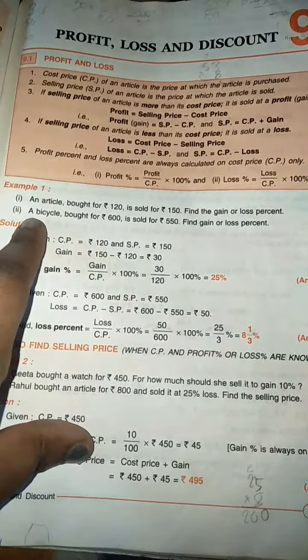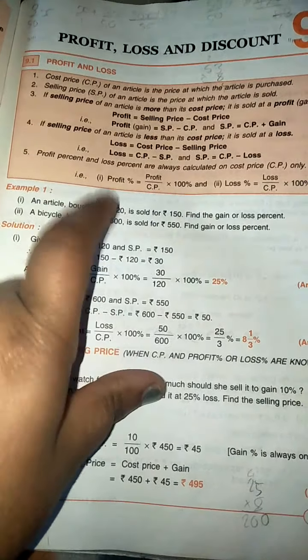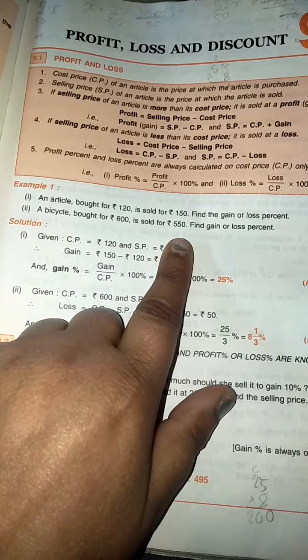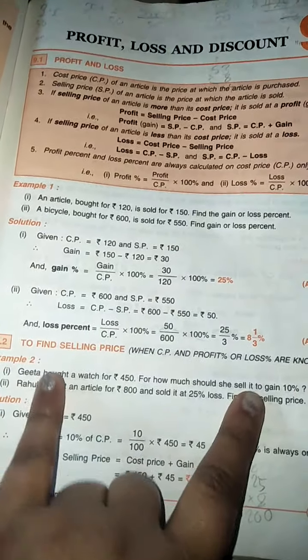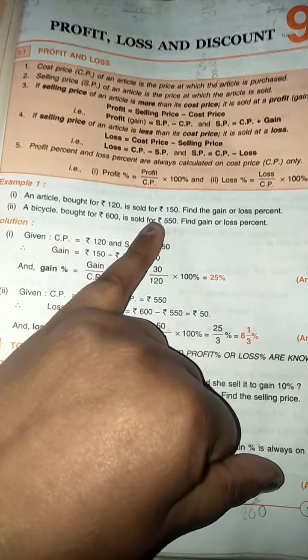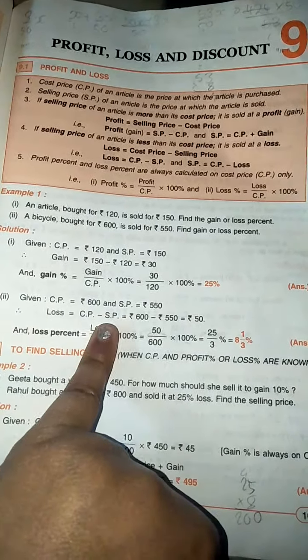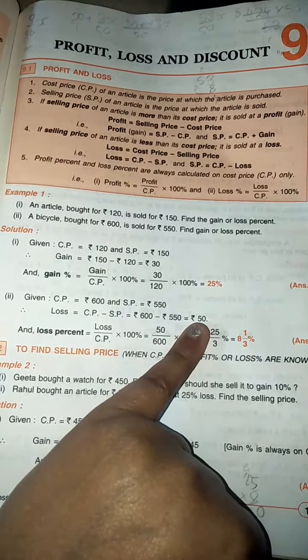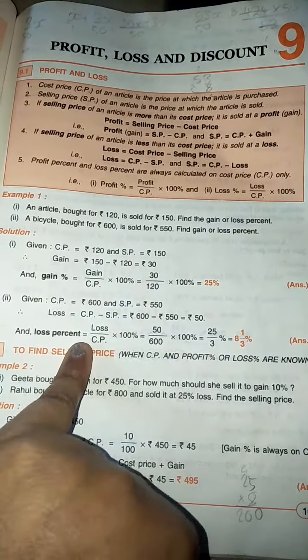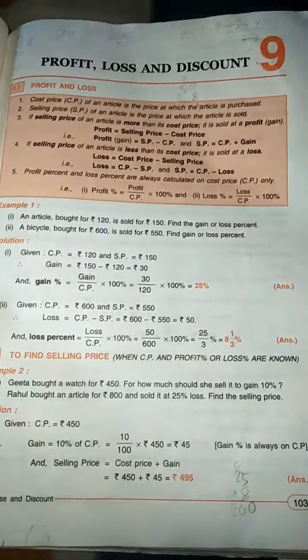Then second case, a bicycle bought for rupees 600 and is sold for 550. Bought for 600 and sold for 550. Gain or loss, children? First you tell me only. Loss. Bought for 600 and sold for 550. So loss is CP minus SP. So 600 minus 550, 50 rupees loss. And loss percent is loss upon CP into 100%. And you can solve it.